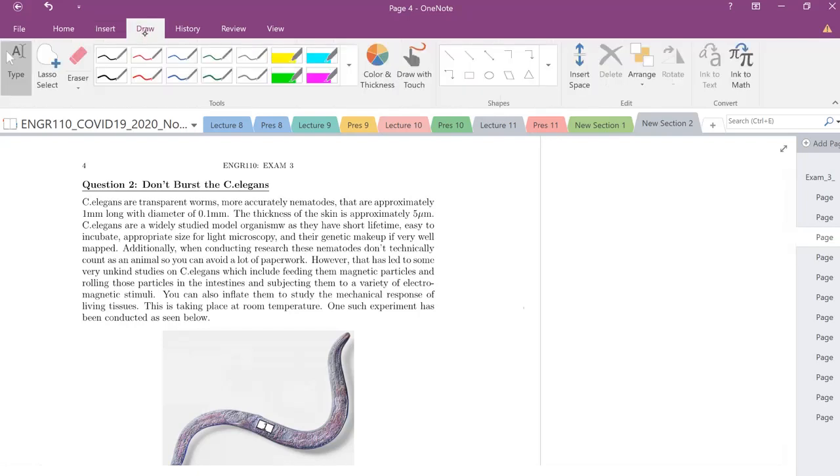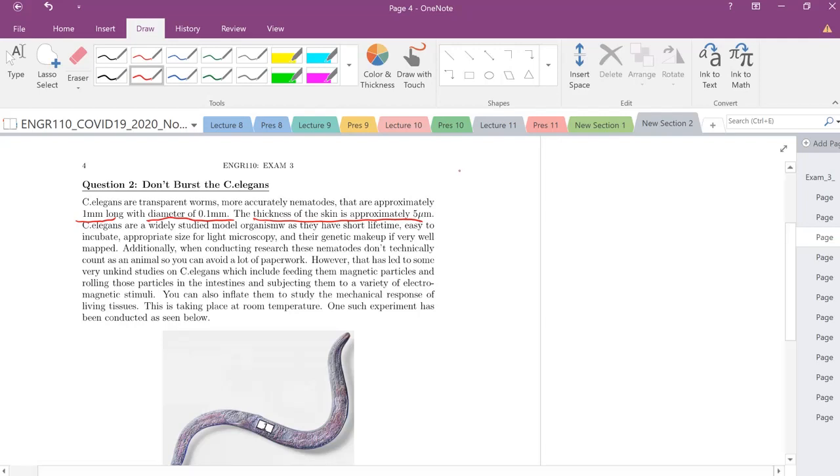So we are trying not to burst C. elegans. C. elegans is our transparent worms used a lot for research. They are 1 millimeter long, diameter of 0.1 millimeters. Thickness of the skin is 5 micrometers. So you heard diameter, you heard thickness.